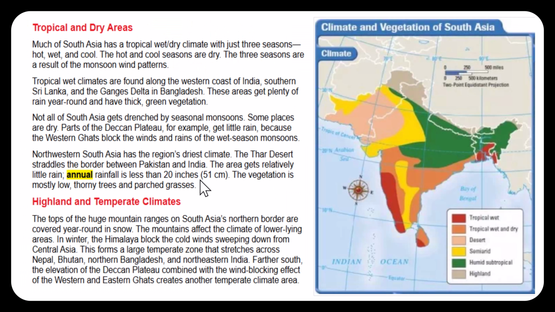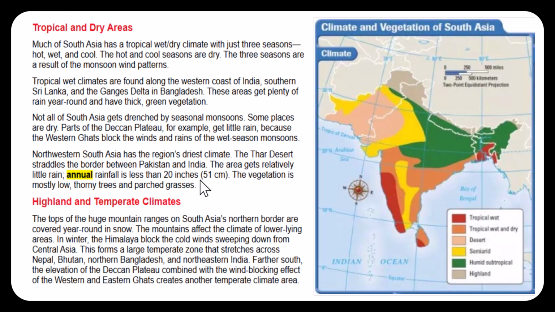Tropical and dry areas. Much of South Asia has a tropical wet-dry climate with just 3 seasons: hot, wet, and cool. The hot and cool seasons are dry. The three seasons are a result of the monsoon wind patterns. Tropical wet climates are found along the western coast of India, southern Sri Lanka, and the Ganges Delta in Bangladesh. These areas get plenty of rain year-round and have thick green vegetation.